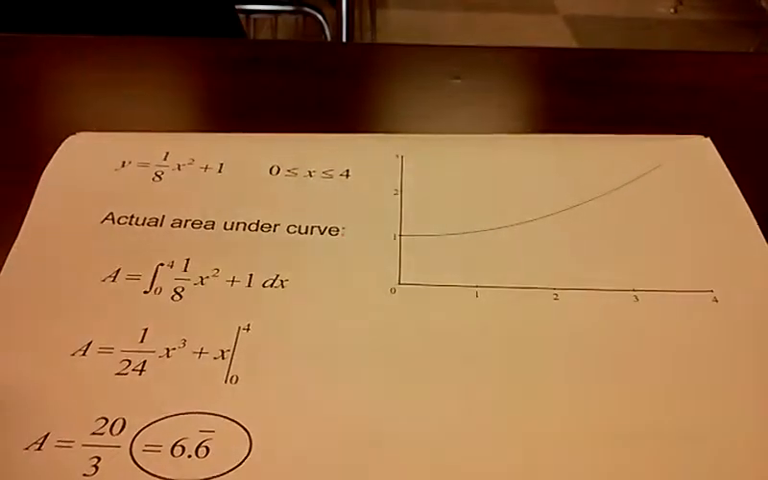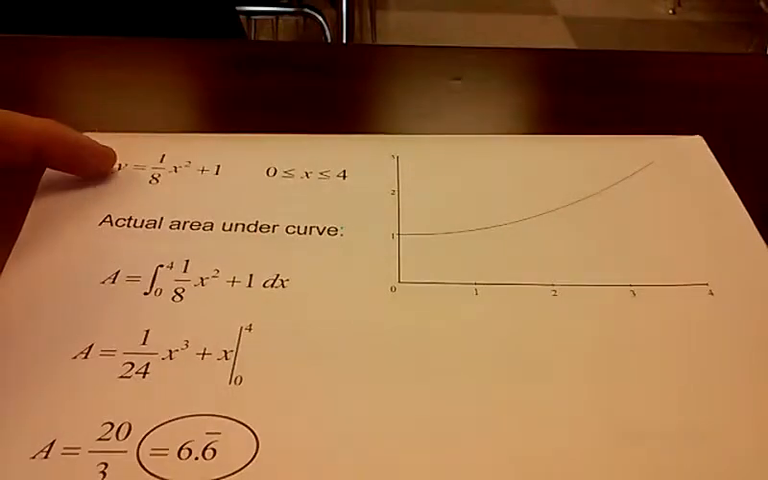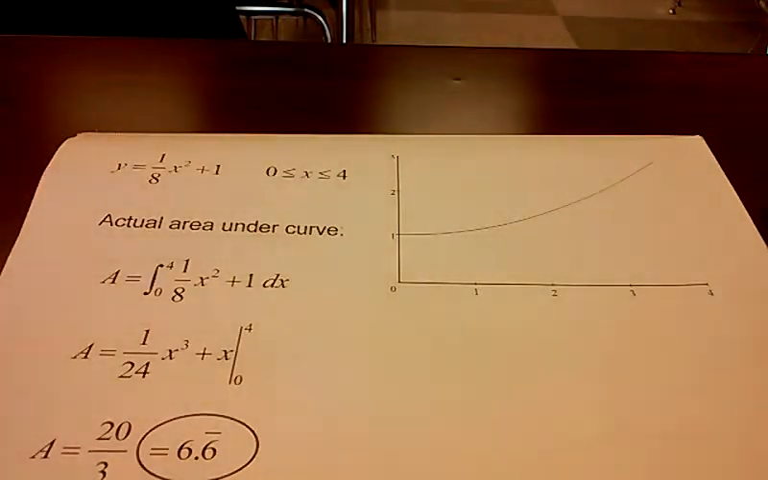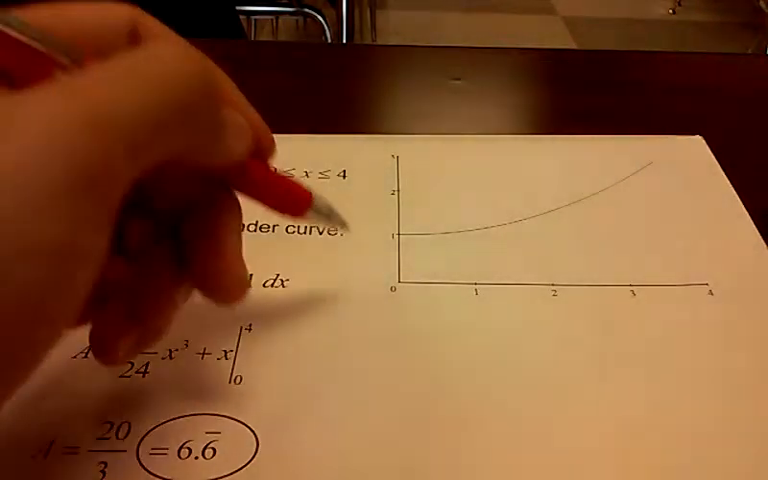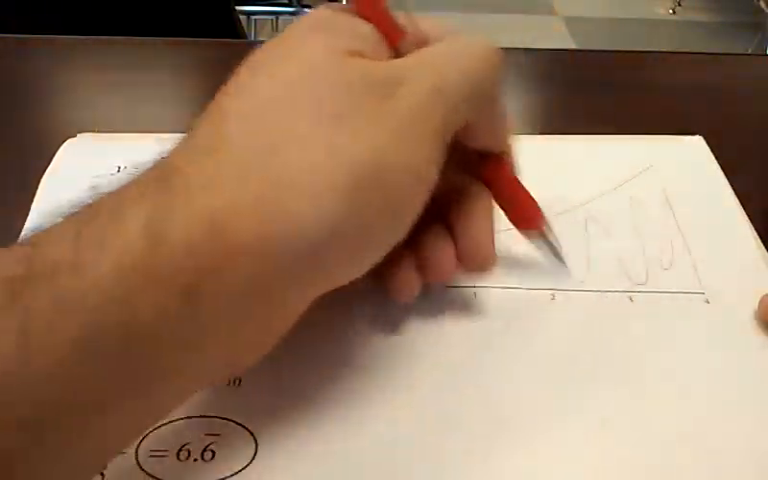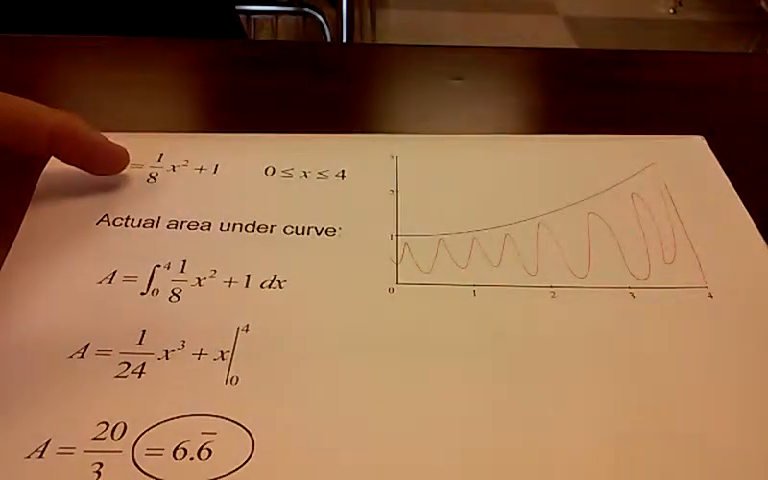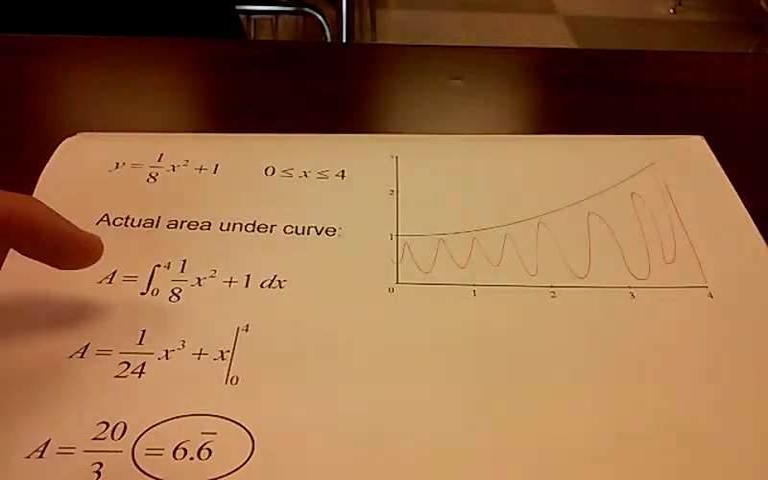Let's say that we wanted to find the area under the curve 1/8 x squared plus 1 on the interval from 0 to 4. So what it's wanting you to find is the area up under that curve. Now, this function is very easy to find an antiderivative. So we're going to use the fundamental theorem of calculus.